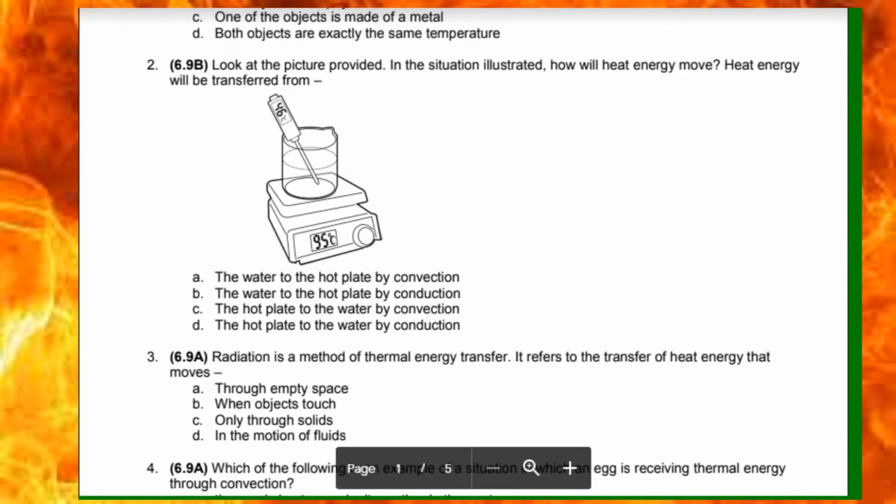Number 2, 6.9b. Look at the picture provided. In the situation illustrated, how will heat energy move? Heat energy will be transferred from A, the water to the hot plate by convection, B, the water to the hot plate by conduction, C, the hot plate to the water by convection, or D, the hot plate to the water by conduction.